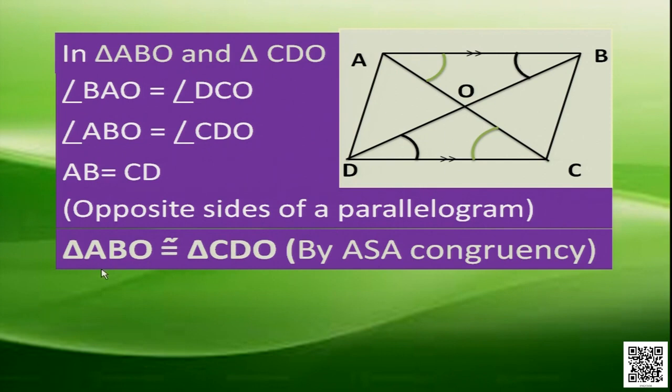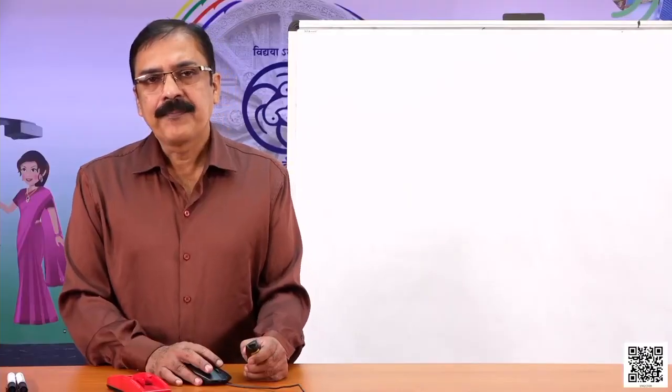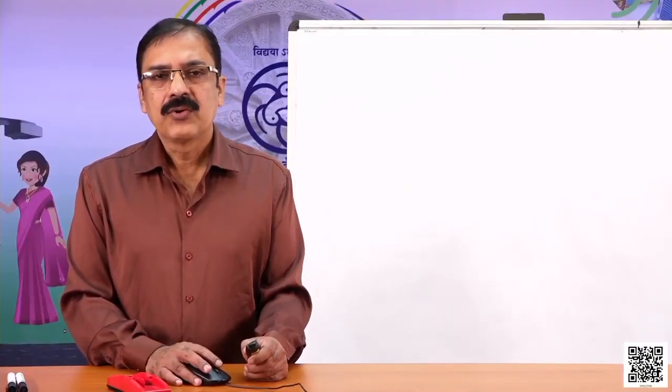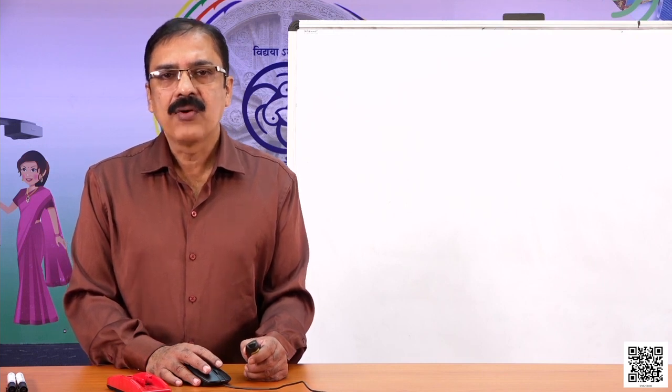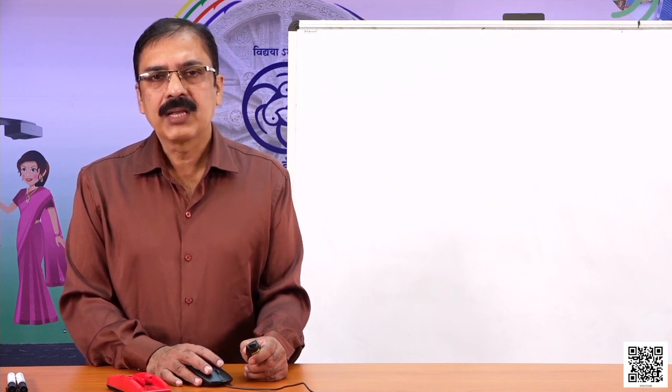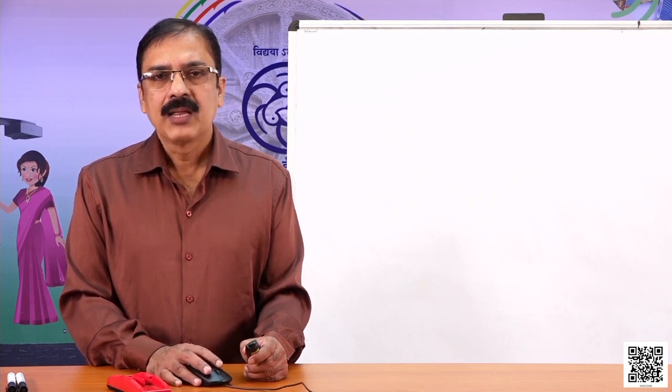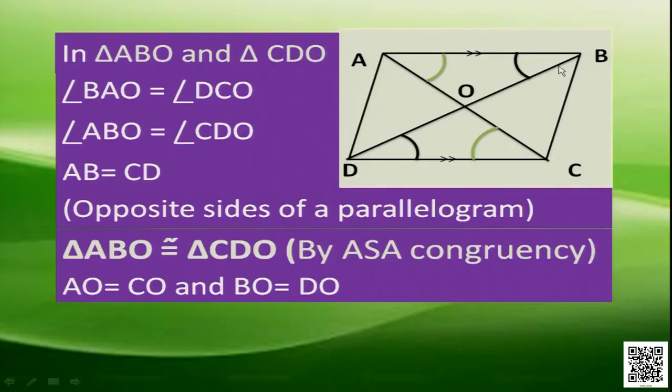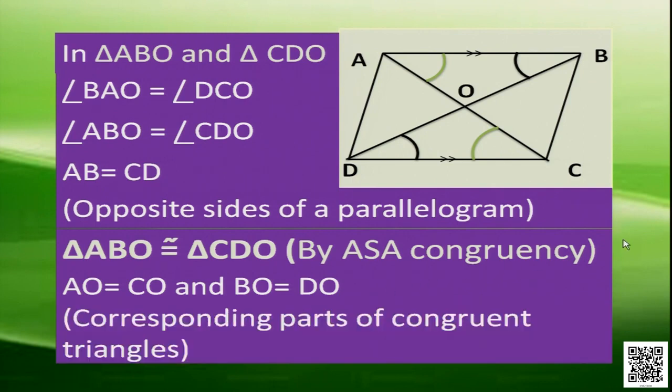So we can write triangle ABO is congruent to triangle CDO. We can have the corresponding parts of these two congruent triangles. These are AO is equal to CO. From AOB, AO, and its corresponding side in CDO is OC. So AO is equal to OC. Similarly, if we take BO, then its corresponding side in DCO is OD. So BO is equal to DO. So we proved this. These are the corresponding parts of congruent triangles.